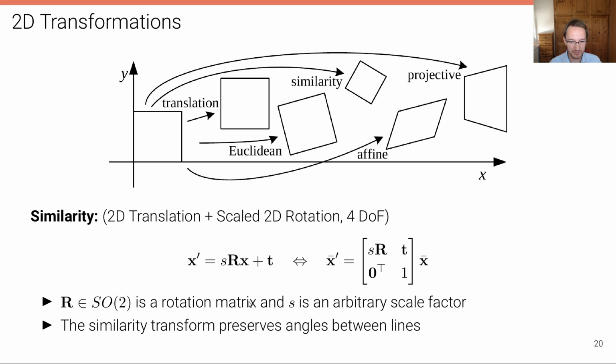Again, R is a rotation matrix. Now S is an arbitrary scale factor. It's a scalar. And the similarity transformation preserves not anymore distances, but at least angles between lines. So we have, for instance, an orthogonal relationship between these 2 lines here, which is preserved from the original cube. But the scaling has changed, and the rotation and the translation.